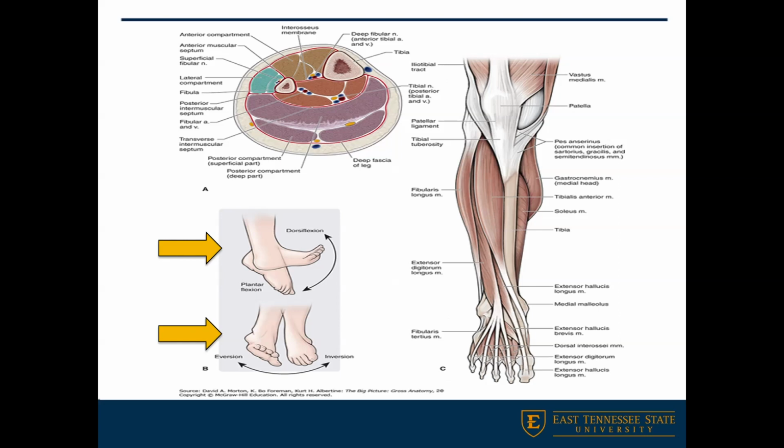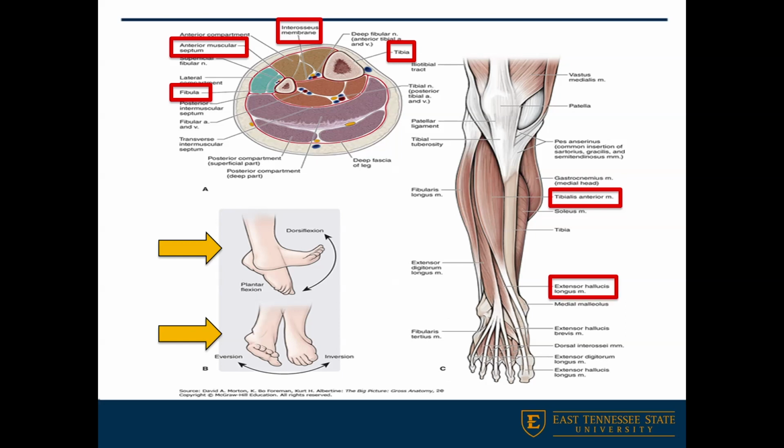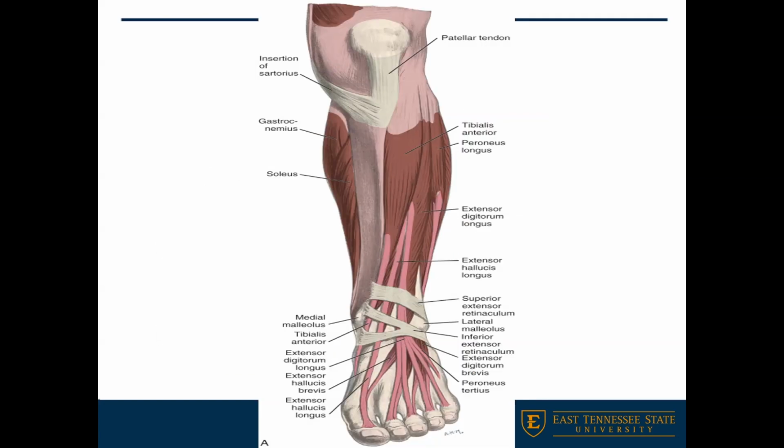Now, diving more specifically into our compartment, the anterior compartment is bounded by the interosseous membrane, the tibia, the fibula, and the anterior intermuscular septum. The contents of the anterior compartment include these 4 muscles, and I will go through these from medial to lateral. The tibialis anterior, the extensor hallucis longus, the extensor digitorum longus, and the fibularis tertius muscle. Again, all of these muscles share a common action of dorsiflexion. All right, let's dive a little bit deeper.